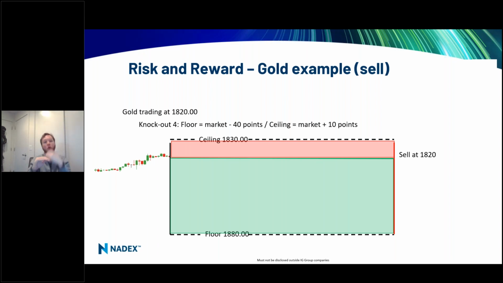And if you go all the way down, your potential reward here is going to be this whole green area. Your potential reward is if it drops from 1820 down to 1780, which is what it should say. That's a 40-point movement as a potential reward, or a $400 potential reward payout, right?